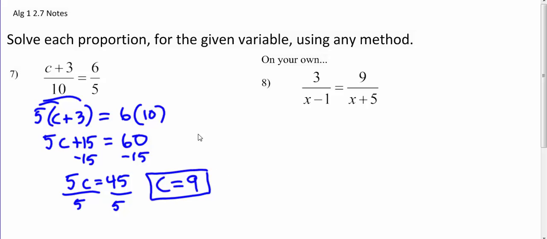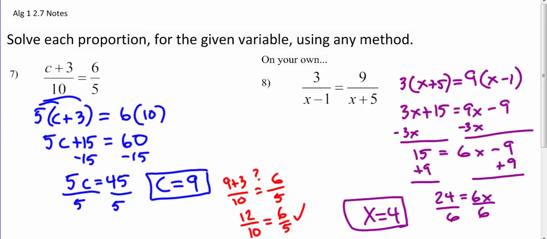You could take that number and plug it right back in here, and we'd have 9 plus 3 divided by 10 equals 6 over 5, and we're checking to see, did I get this right? Well, let's see here. 9 plus 3 is 12, so 12 tenths equals 6 fifths. Is that true? Absolutely it is. Divide both numbers by 2 and you're there. All right, again, pause this video and compare your answer to mine after the break.